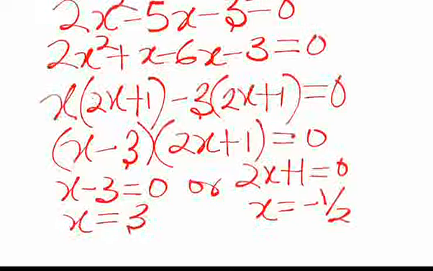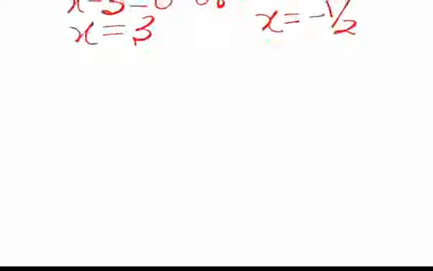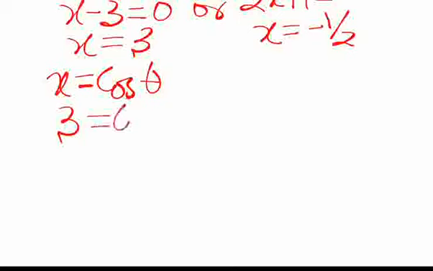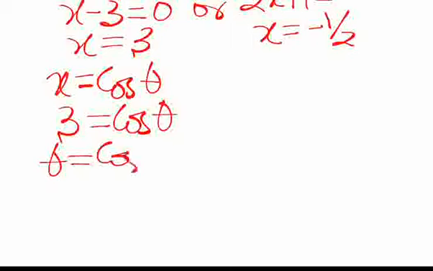Now we are not asked to solve for x. We are asked to solve for theta. Now recall that at the beginning of the solution we said let x equals cos theta. So if x is 3, then we'll say 3 equals cos theta. If you solve this by saying theta is the cos inverse of 3, from the calculator, this is not solvable. So we have no solution to this side.